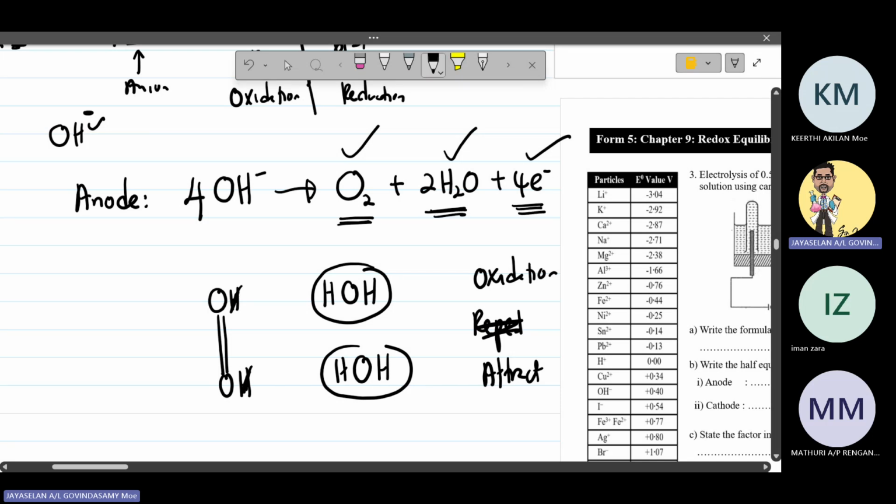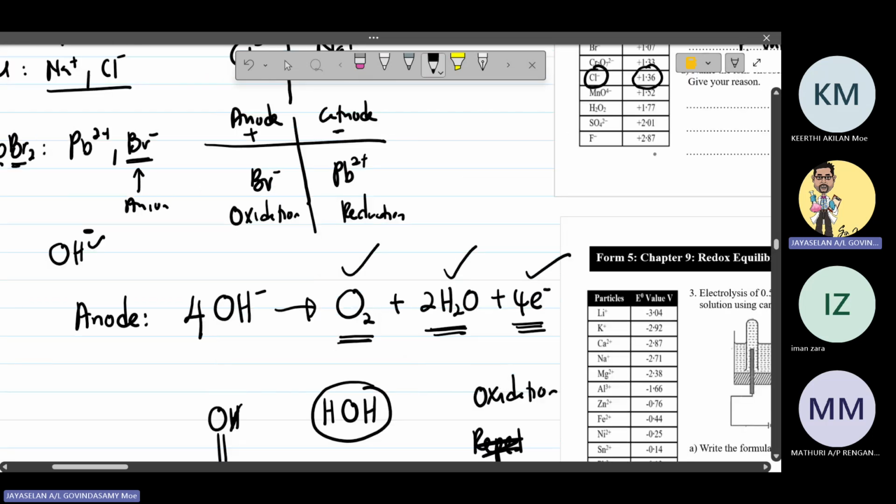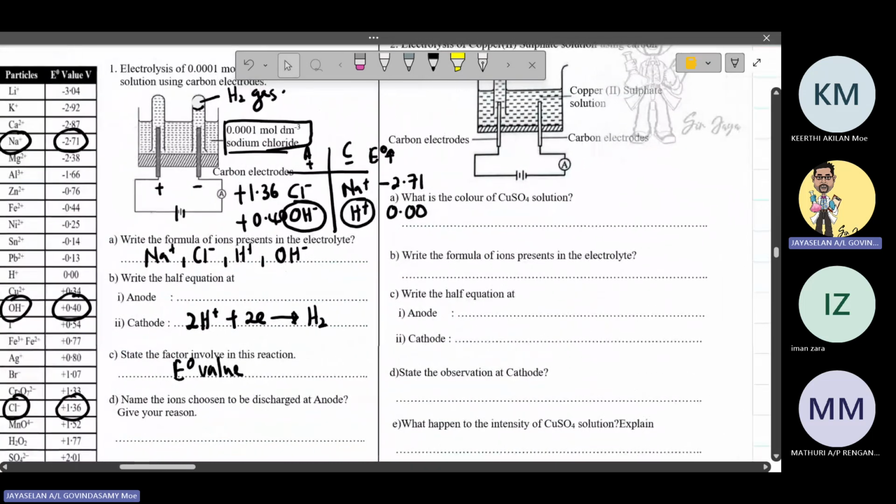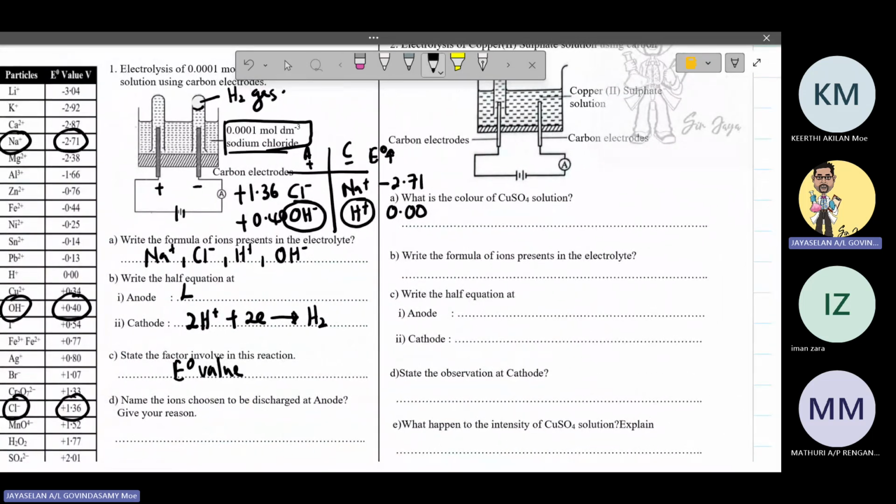This is the one you have to memorize if it is hydroxide ion. Now we do the last one. Now we apply here. You already know hydroxide ion is chosen, right? How do you write the half equation? 4 orang utan, arrow, eat 2 oranges, O2, drink 2 glasses of water, eat 4 apples. That's all. Any question? No question? Okay, now we do the last question.